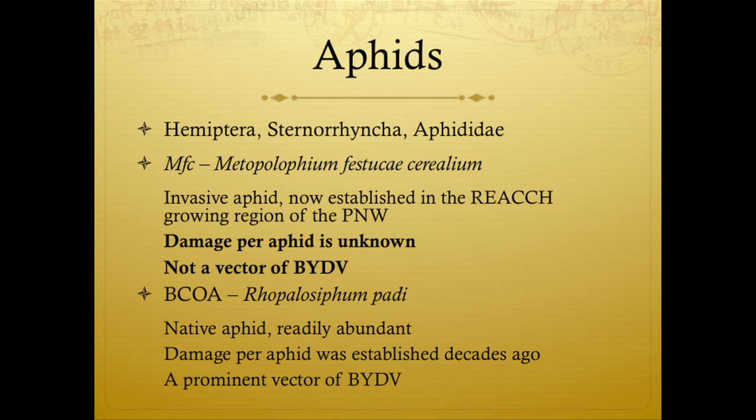The second aphid in the study, BCOA, I know Nilsa has worked a bunch with this aphid, Rhopalosiphum padi, as well as her graduate student Laura Ingwell. This is a native aphid, readily abundant here. The damage per aphid was established decades ago. I believe it was 1980 or 81. So some subsequent studies have not been done. And it is a prominent vector of BYDV.